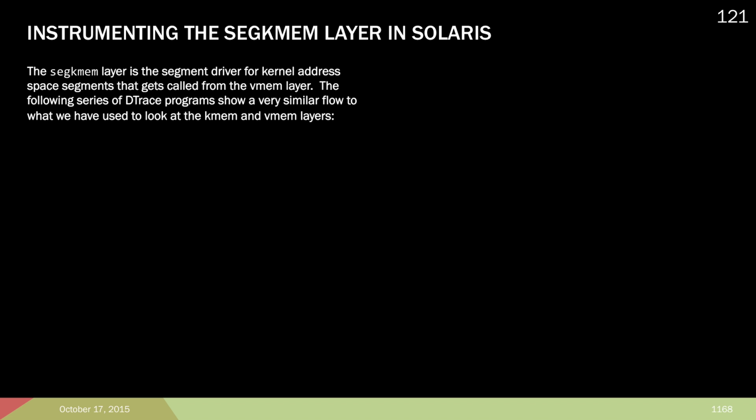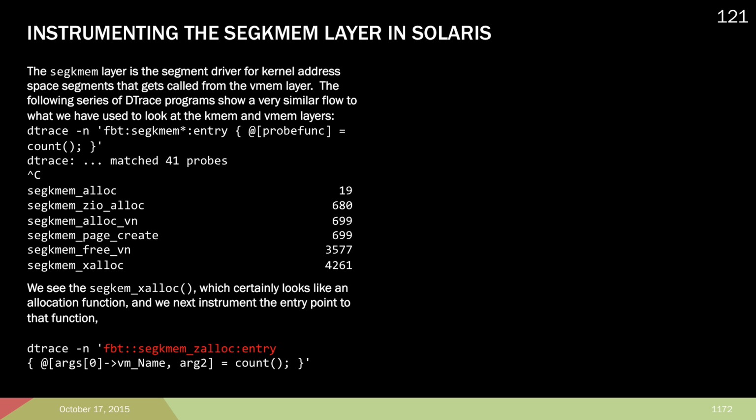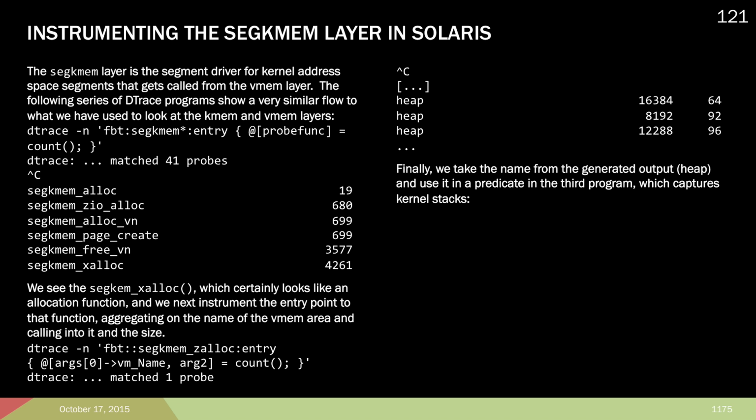The following series of DTrace programs show a very similar flow to what we have used to look at the kmem and vmem layers. We start with kmem. We see seg_kmem_xalloc, which certainly looks like an allocation function. Next we instrument the entry point to that function, aggregating on the name of the vmem area and the size. Finally, we take the name of the generated output heap and use it in a predicate in the third program, which captures the kernel stack.